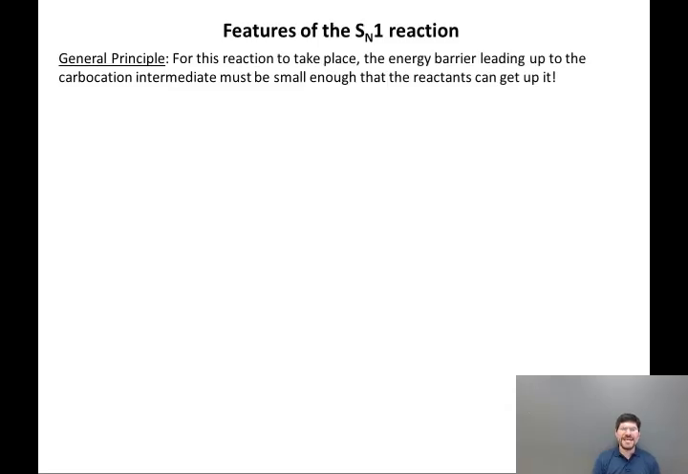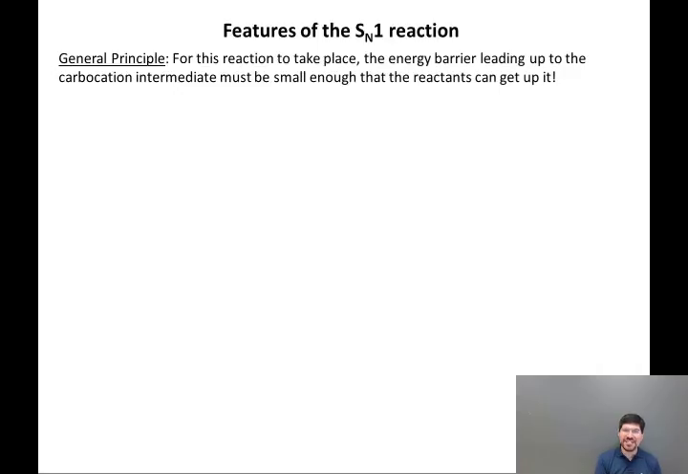In this lesson, we examined some of the features of the SN1 reaction, just like we examined some of the features of the SN2 reaction in a previous lesson. So the general principle is that for the SN1 reaction to take place, the energy barrier leading up to the carbocation intermediate must be small enough that the reactants can get up it.